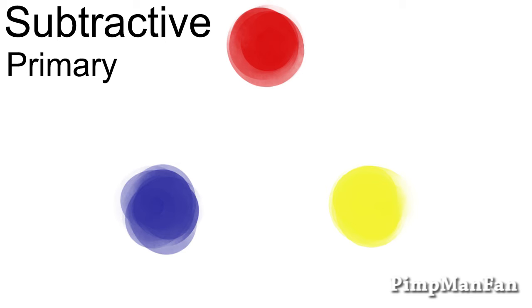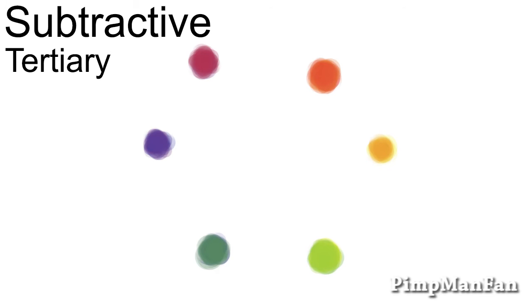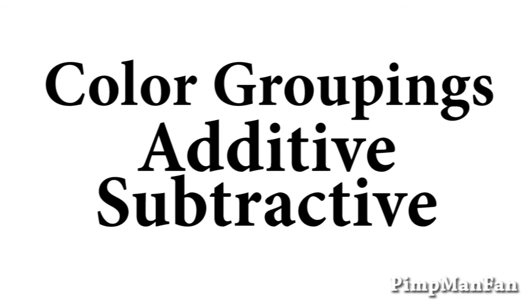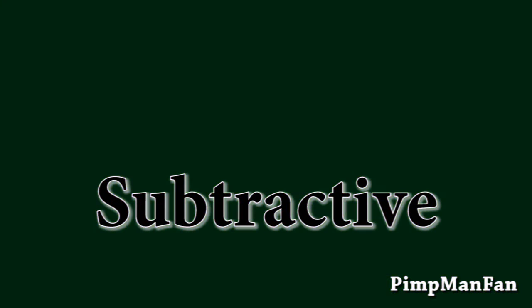Using those three primary colors together, we can create the three secondary colors. Red with yellow makes orange, yellow with blue makes green, and blue with red makes violet. Repeat the process once more for your tertiary colors. Aside from the different starting primary colors, the biggest difference between subtractive and additive colors is the brightness. With subtractive colors, you start out with white. The more colors you mix together, the blacker the colors become.